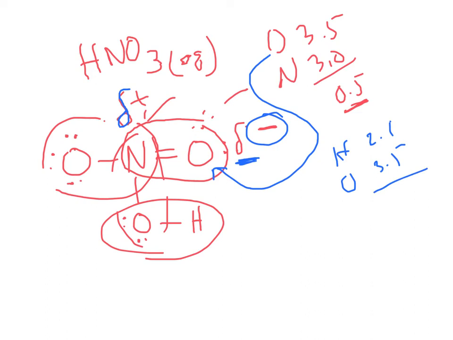And then down here you'd have hydrogen, which is 2.1, and oxygen again is 3.5. You've got a 1.4 difference between those two, right? So definitely a polarity there. You have a partial positive charge on the hydrogen and a partial negative charge on the oxygen.